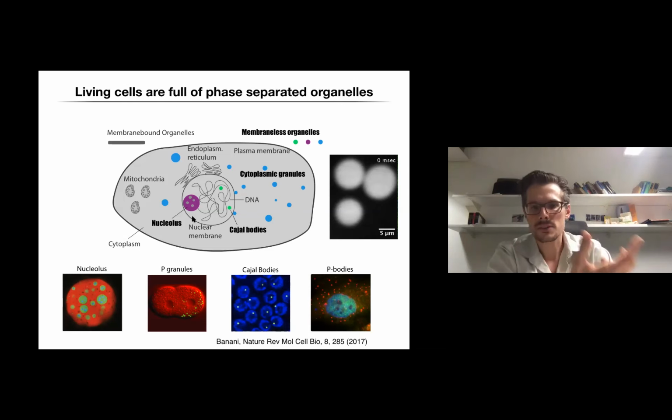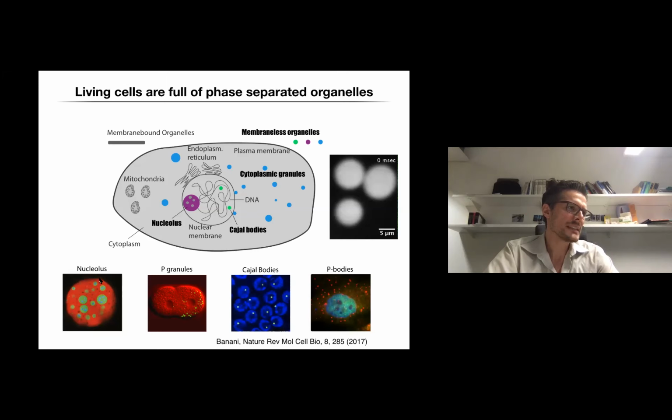They have a well-defined viscosity. They have a surface tension. They also undergo coarsening, also called Ostwald ripening. We'll mention this later in more detail. And so they share all these properties of physical drops. And here I just cherry pick a few examples.